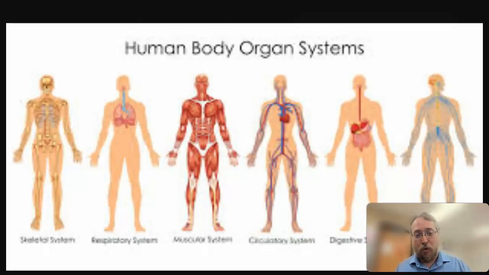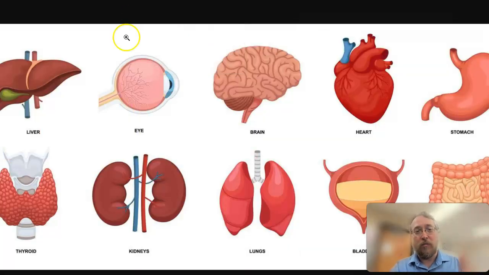And if we go inside of an organism, we're going to find organ systems, such as the skeletal system or the respiratory system or the muscular system. These are parts working together to do things for the organism. And if we zoom into the organ systems, we're going to find organs like livers and kidneys and brains that all have their own job within that organ system.